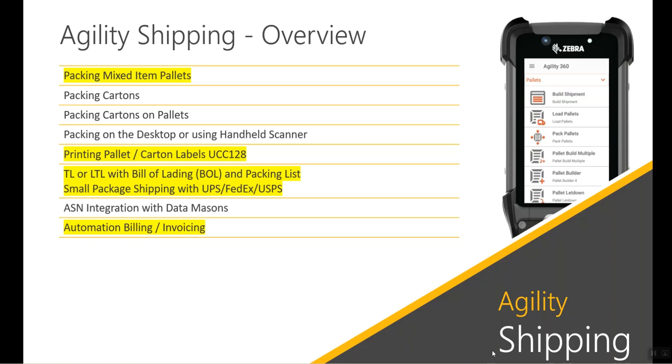This WiSys application called Agility Shipping is going to help us build a shipment load. I'm going to pack up multiple items on a pallet, and then we're going to look at the documents that we can print along the way. I'll go ahead and palletize and build the shipment, and then we'll do some automation with billing and invoicing. Let's take a look.